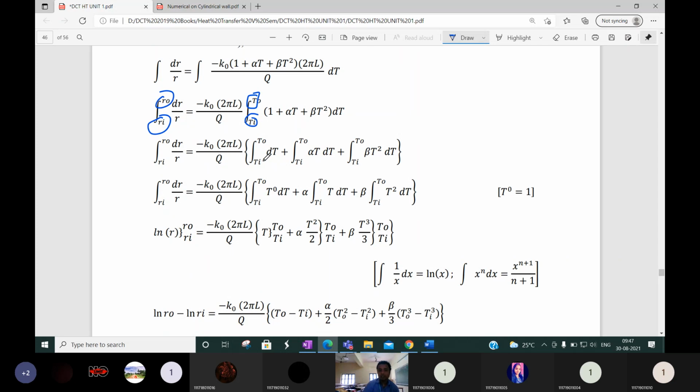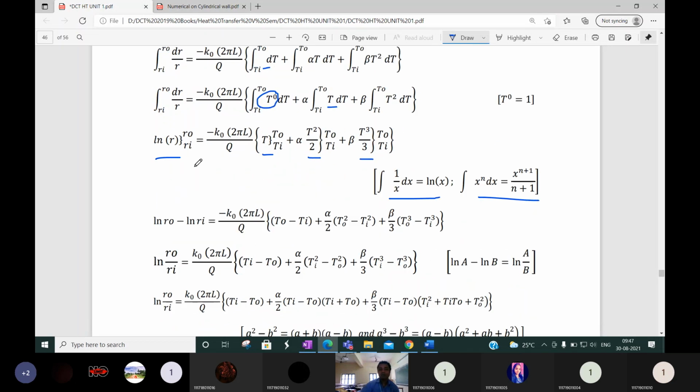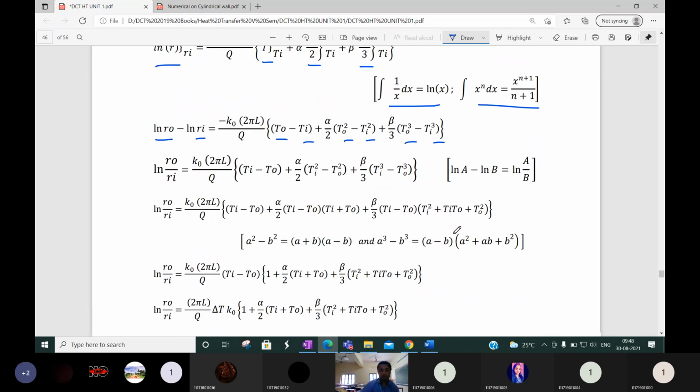Here there is no T term, so we apply T to the power 0. Here alpha is constant, so we keep it outside. Here beta is constant, so we keep it outside. Then the simple integration of 1 by x dx is nothing but ln x. So here it will be T, here T square by 2, here T cube by 3, and here ln r. Then we put in the limits: ln Ro minus ln Ri. Similarly To minus Ti, To square minus Ti square, To cube minus Ti cube.